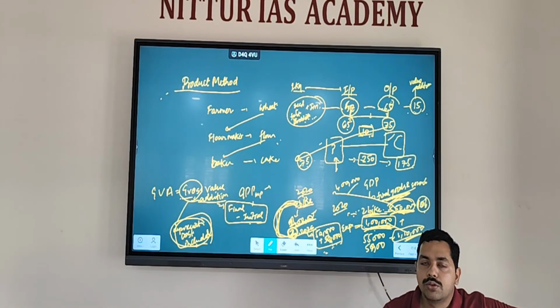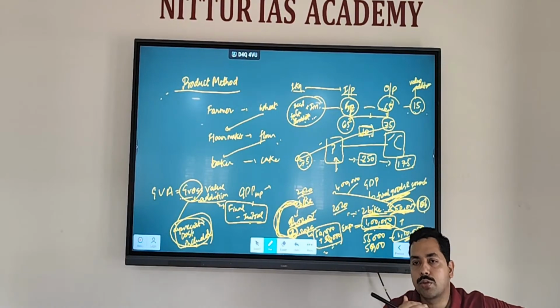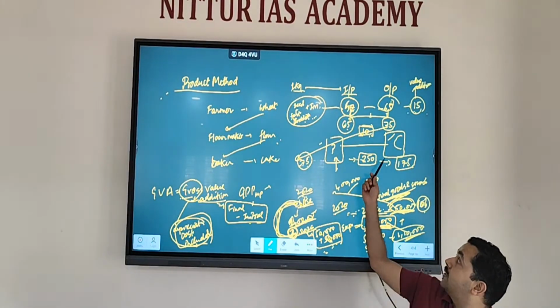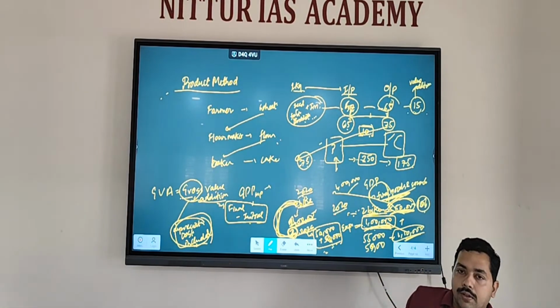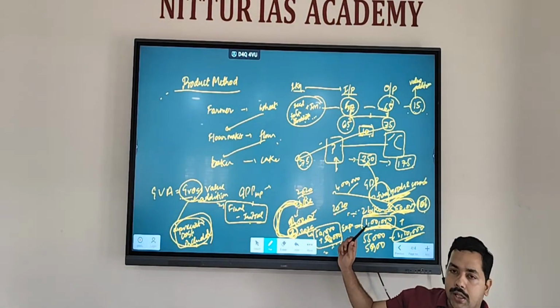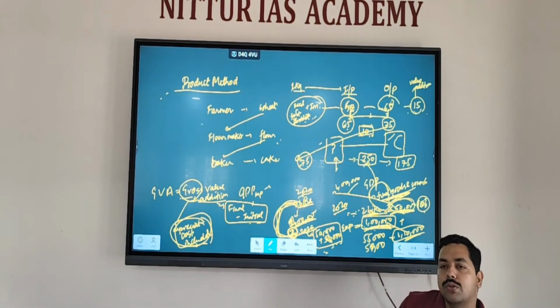Fine. So if GDP is coming, what is GDP? 250 is going to be GDP, because the product is being sold at 250 and you are buying at which price? 250, because in GDP we measure only which type of goods? Final goods. So the final good is the cake that you are getting. So 250 is being sold in the form of cake.